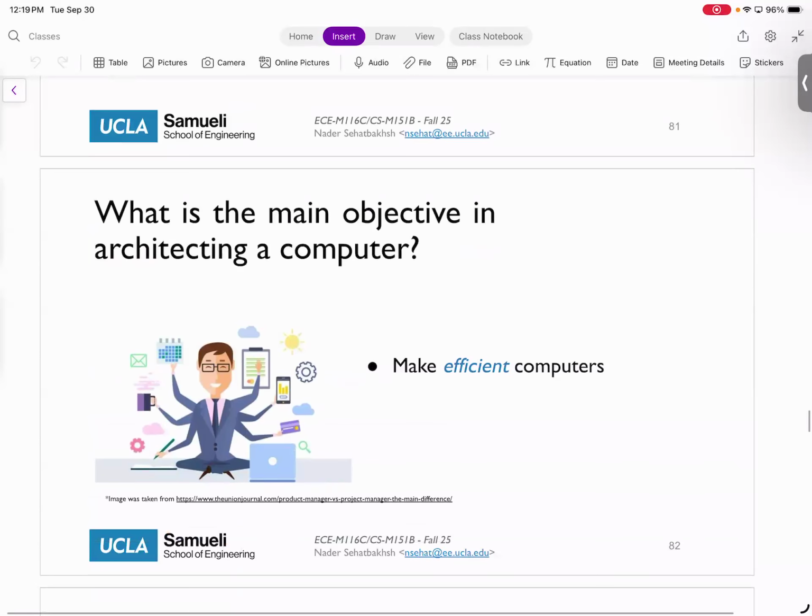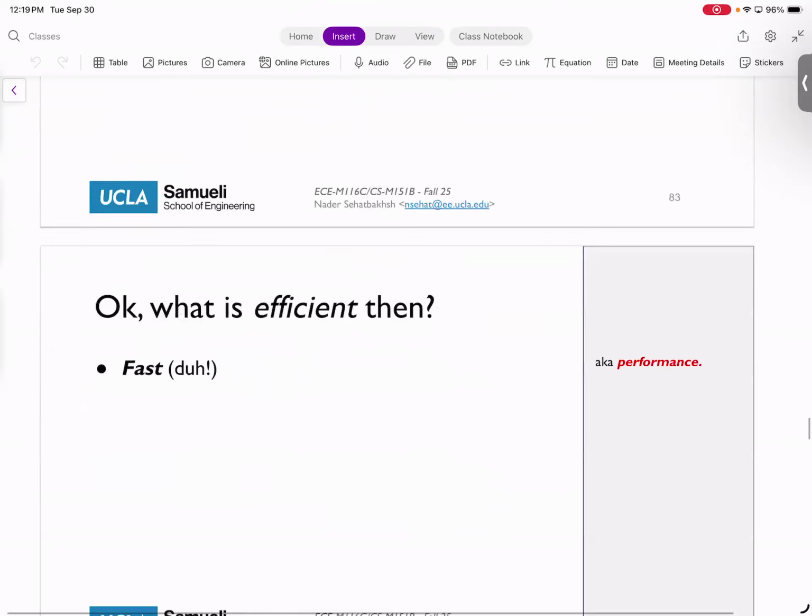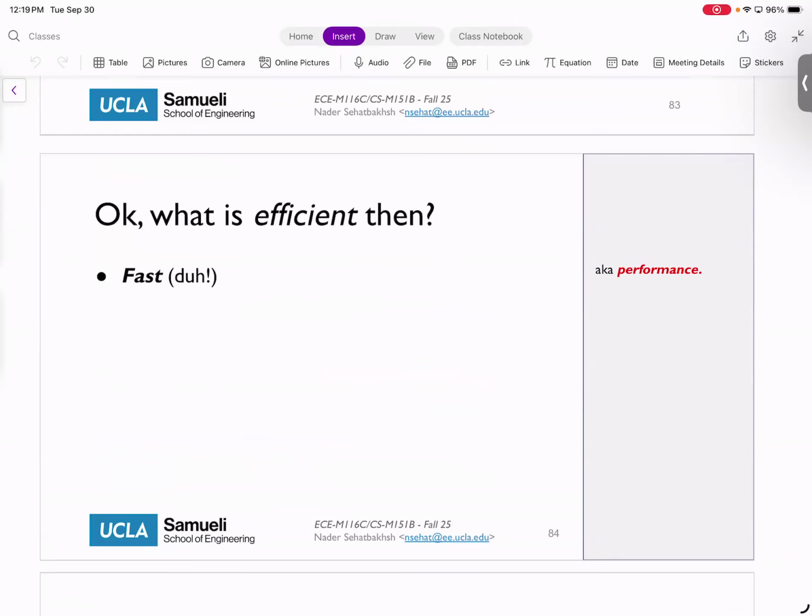So to answer this question in a nutshell, you want computers that are efficient, and now you can ask what is an efficient computer. As I said, the most obvious answer is that an efficient computer is a computer that is fast enough, right? So performance is the king in computer architecture. You want systems that are fast, and for the latest and greatest generation of any system, talking about NVIDIA, Intel, Apple, and so on, the first slide that they show in the presentation is that this generation is faster than the previous generation by this much. That's the very first thing that they show you. And it's always like that. It's always going to be like that, okay?